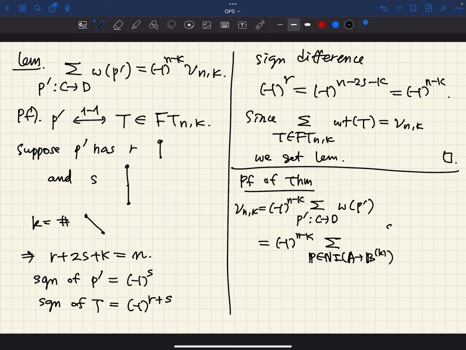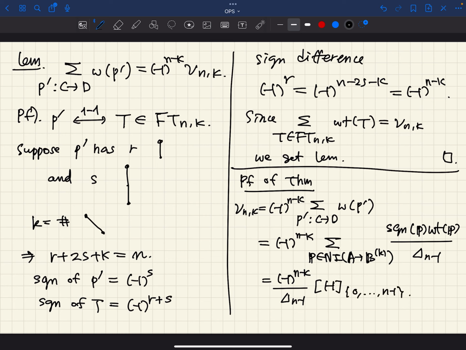This is going to be a sign. If you use that lemma, weight divided by Δ_{n-1}. But that's exactly the thing that we wanted, because we know this part is the Hankel determinant, a minor of the Hankel determinant, with k missing, n, like that. So that's the proof.